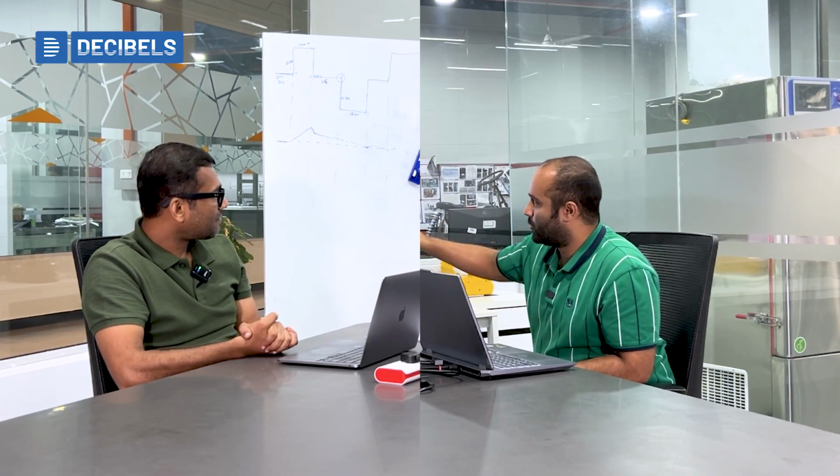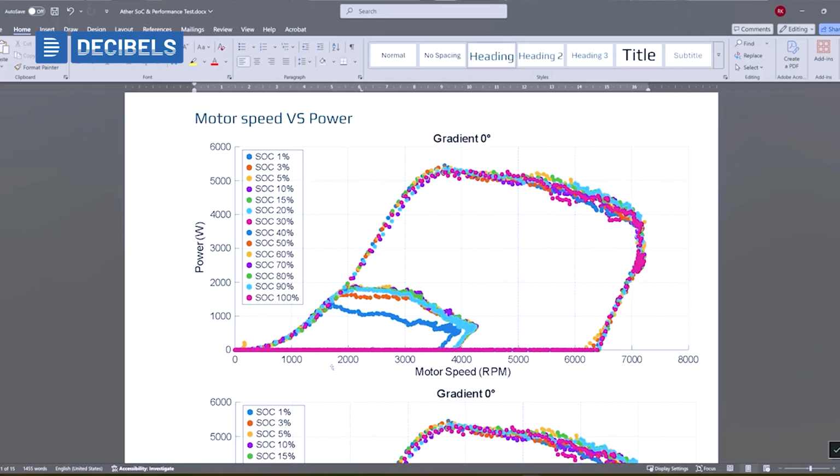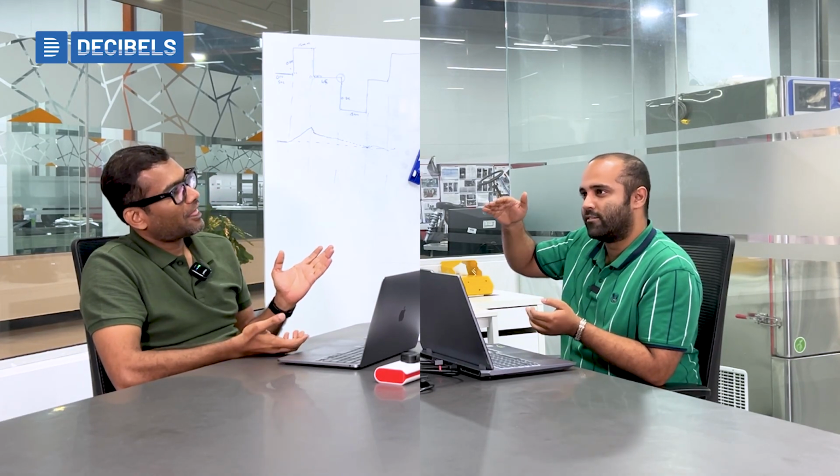That is what even the data sheet or the specification tells us. If we come below 20%, the maximum is below 2 kilowatt. At 3% SOC, it's around 1.5 kilowatt. At 1%, it's close to 1 kilowatt. So it starts at 1 kilowatt and slowly drops.